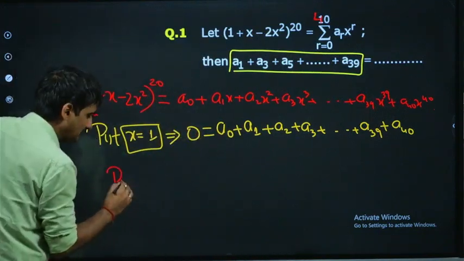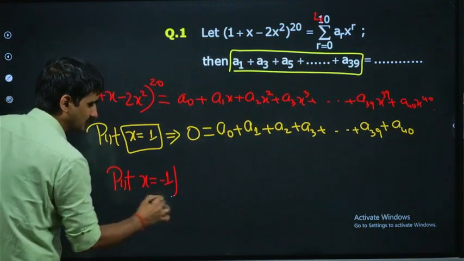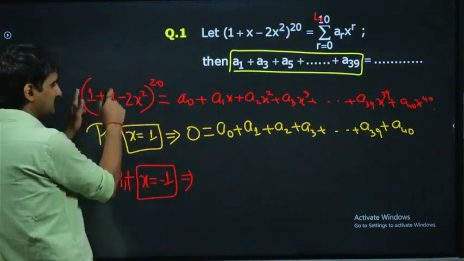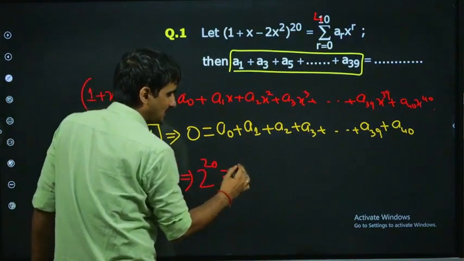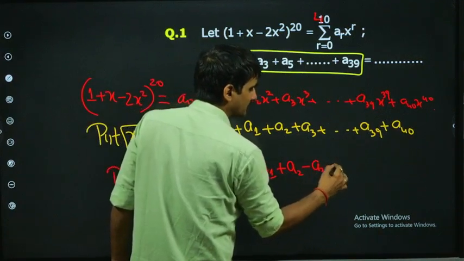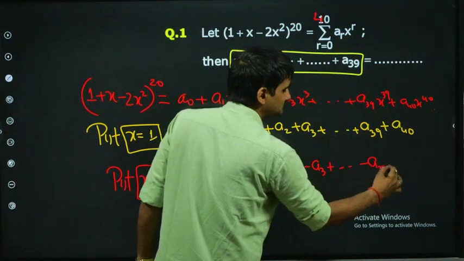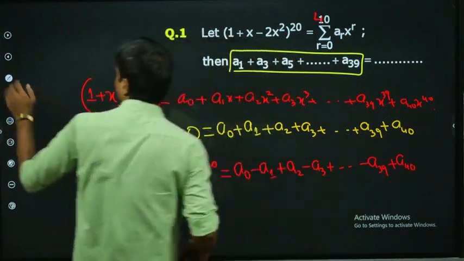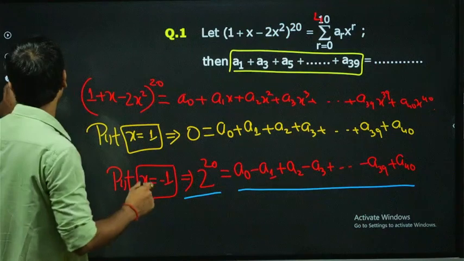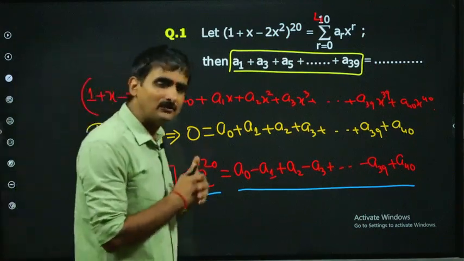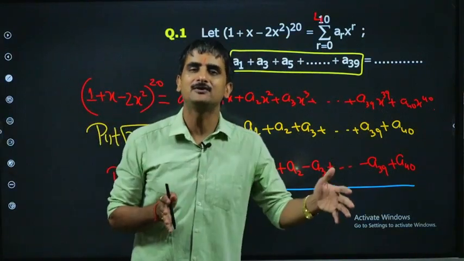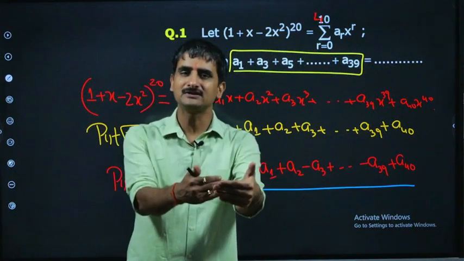Now another time you have to put x as minus 1. So these are just two steps which you have to follow. When we put x as minus 1, this gets cancelled, 2 raised to the power 20, and now this time you will get alternate positive and negative terms. At the last you are going to either add them or subtract them, depending on what we need. Adding them will give you one type of coefficient, maybe even or odd. Subtracting them will give you the other one.